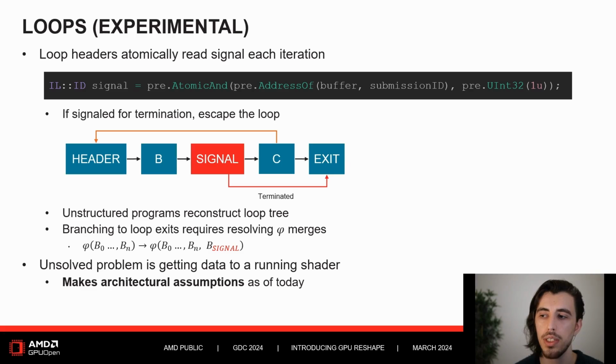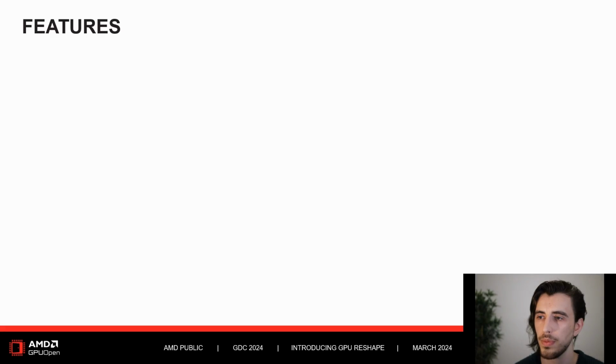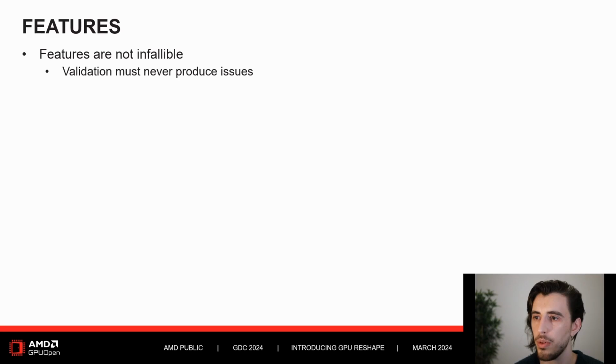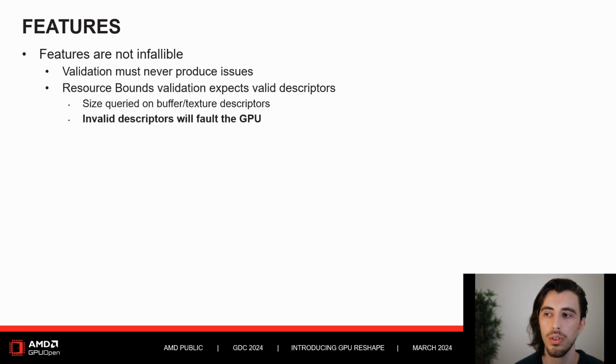The unsolved problem is getting CPU-fed data to a running shader. Turns out there's no specification-proof way to make this happen as of today, so we make some architectural assumptions. But the features themselves are not infallible. Take resource bounds, which queries the dimensions on descriptors. It needs valid descriptor data, otherwise it will crash the GPU.